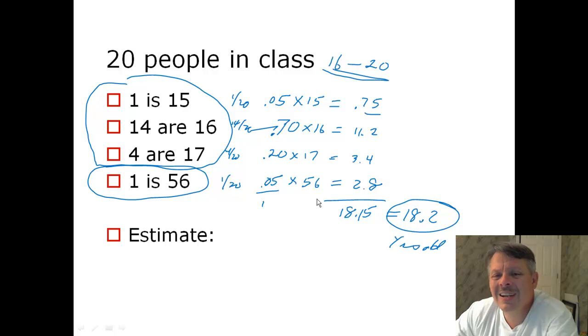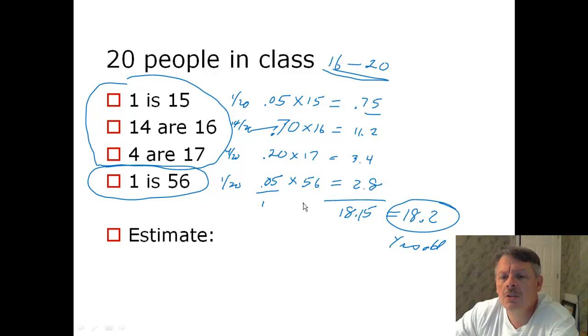All right, so what did I do? Let's stop for just a second and analyze what I just did. I looked at the ages that I had for every person. Right? And what I did was I looked at the percentages that I had, the percent that were 15, 16, 17, and 56. I multiplied the percentage by the age, and I came up with a number. And I added all those numbers together to come up with my final answer.